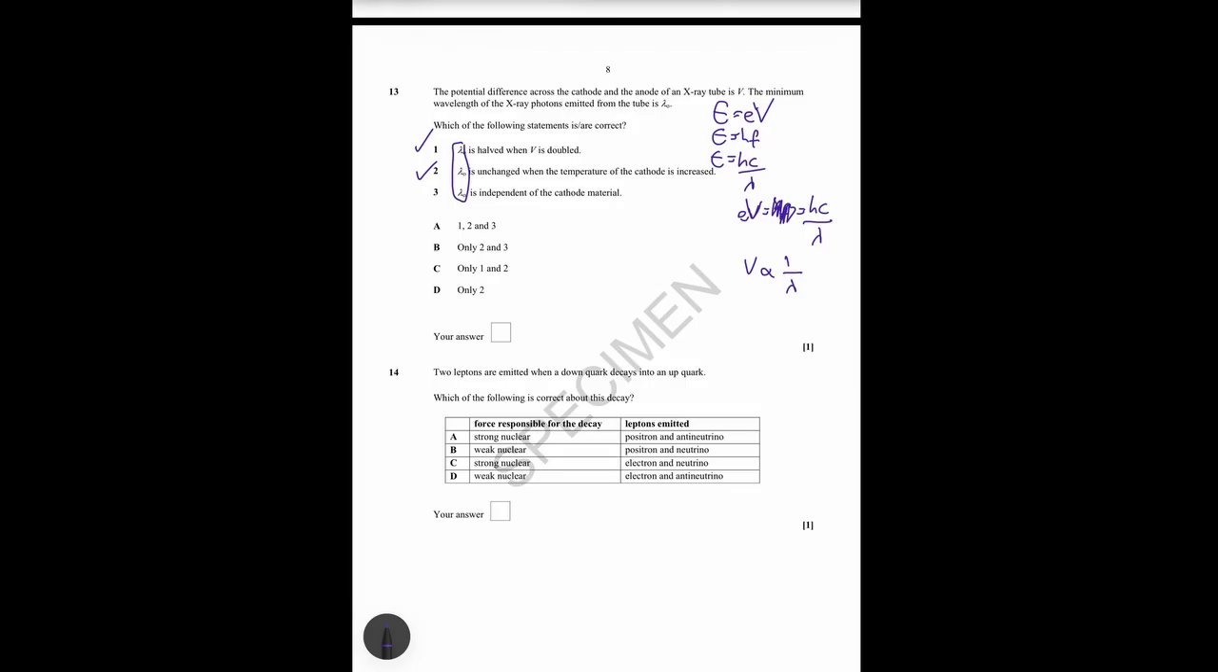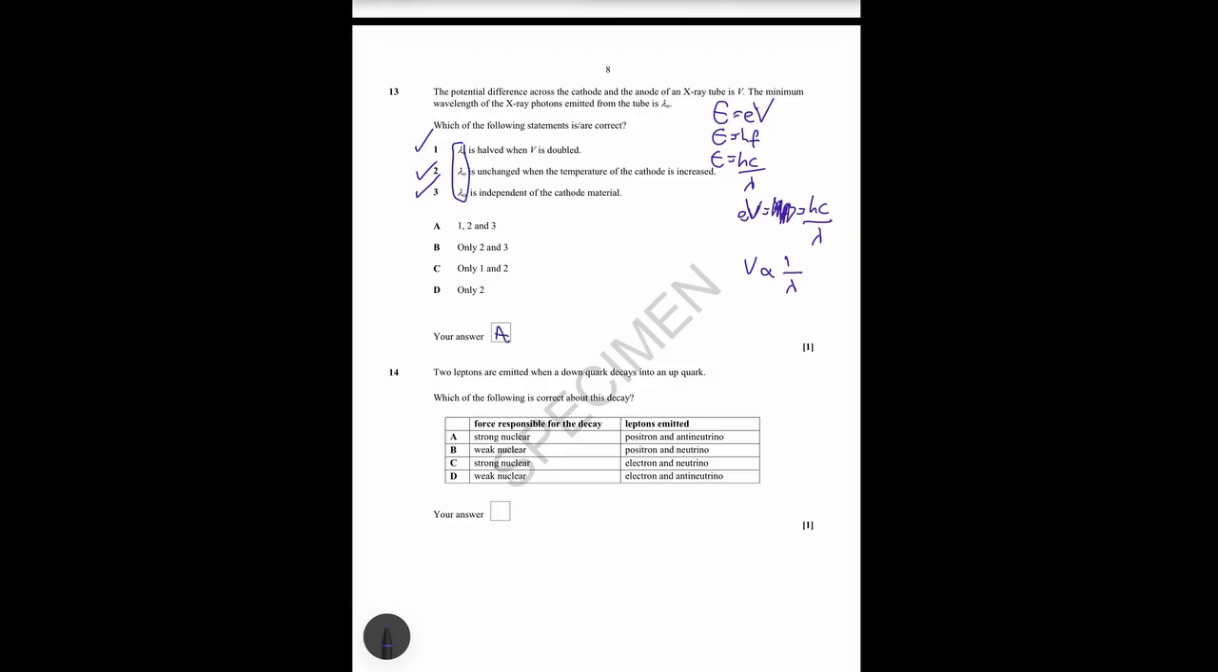So when it was about UV photons, yeah, fair enough, the work function does matter, because the energy of X-rays is just so much larger compared to the work function. It's irrelevant. It's negligible. So yeah, the minimum wavelength is going to be independent of the cathode material, because we can say that all of that energy is going to the photon. So all of these things are true. So therefore, my answer is going to be A.